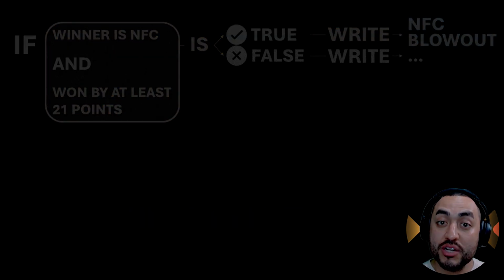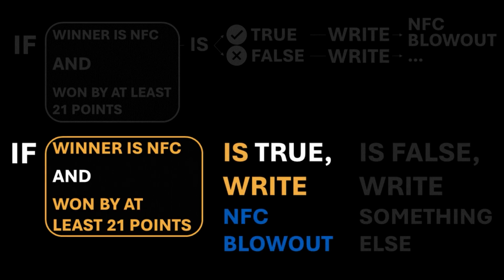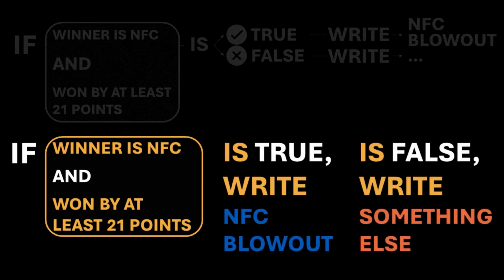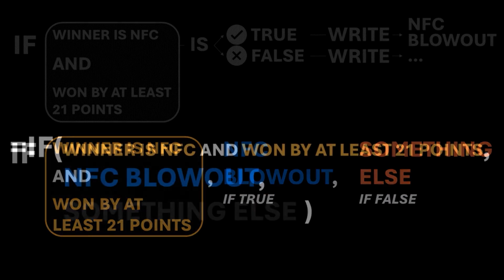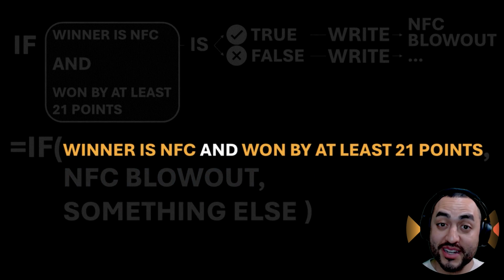So let's craft a general Excel formula. If winner is NFC and they won by at least 21 points is true, write NFC blowout. If false, write something else. Take away the extra words, and we're closer to our Excel formula. This should look familiar, but the difference you've probably noticed here is that AND.